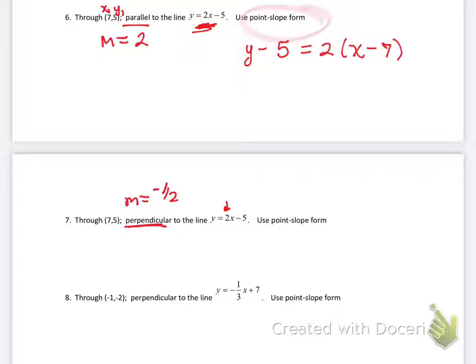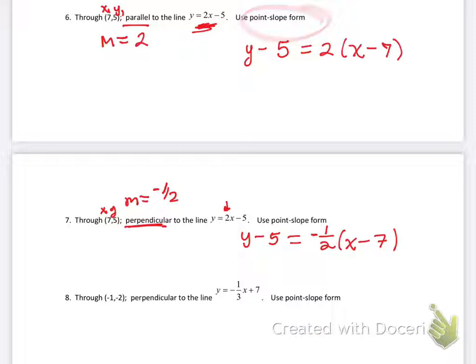Perpendicular means take the slope, which was 2, and do the opposite reciprocal, so it becomes -1/2. Then, again, they give me the point (7, 5). It's the exact same point as the other problem, the exact same line. The only difference now is my slope is going to be -1/2. So y minus my y1, which is 5, because remember this is x, this is y.